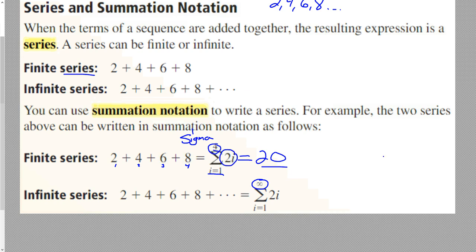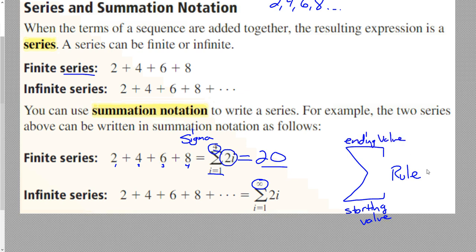Okay, so let me draw one of these real quick just to kind of show you the general pattern. That's not great, but you know what to do. So you put the rule over here. The i represents the index, so this would be the starting value. And this would be the ending value. Right, so this has to be a rule in terms of i, and this will be i equals, to tell you where you start, and this will be the end of i. You don't usually write i equals at the top, you'll just put the number, but it's the maximum value for i. Okay, so let's practice a little bit.